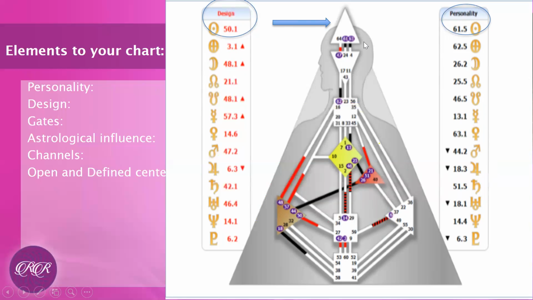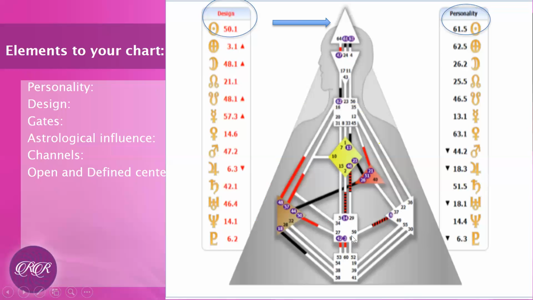Where you're open, the center will be white. Where you're defined, it will be colored in. So for me, this is an undefined head center. This is an undefined ajna. This is the throat, which is undefined. I have a defined G center, which is colored in yellow for every single person who's defined. This is the ego or the heart center. For me, it's colored in red. This is the solar plexus, which is the emotional area. This is undefined for me. This is the sacral.